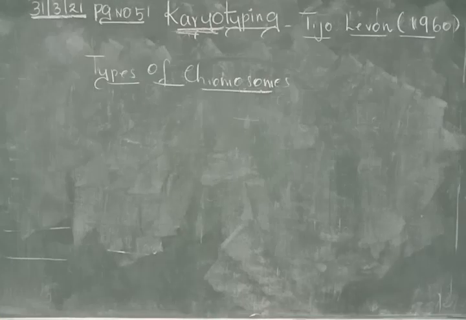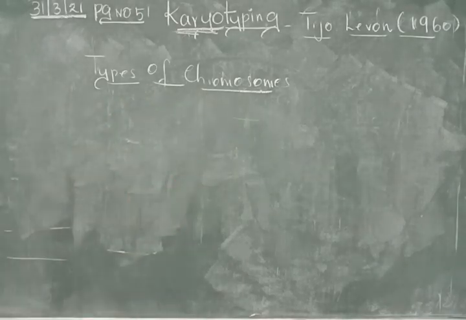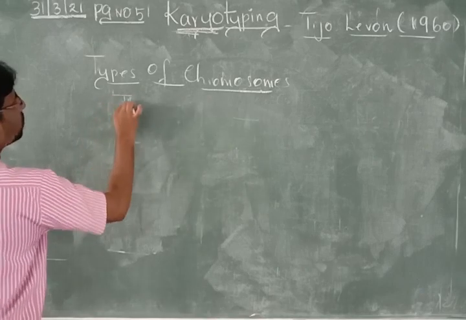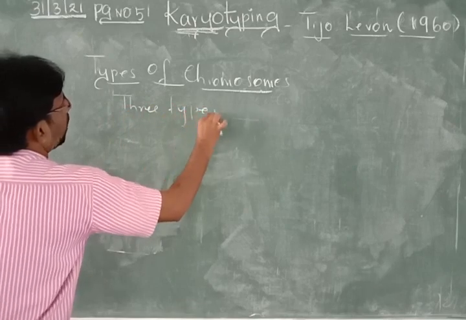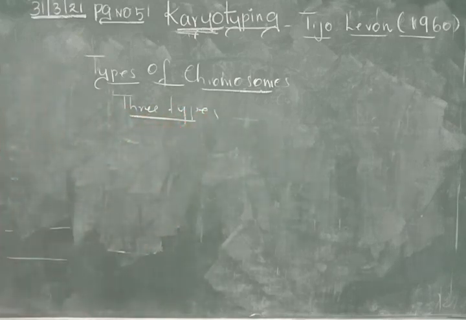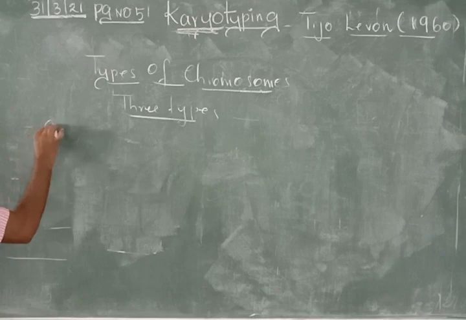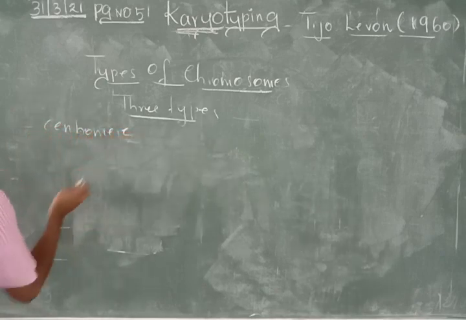One part that we will discuss now is the type of the chromosomes. Actually, chromosomes are divided into 3 main types. Now this classification of chromosomes under 3 types is based on 2 important things. One is the position of the centromere. You know what is centromere?